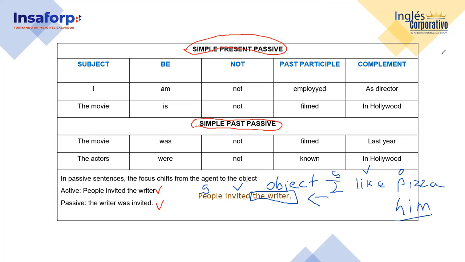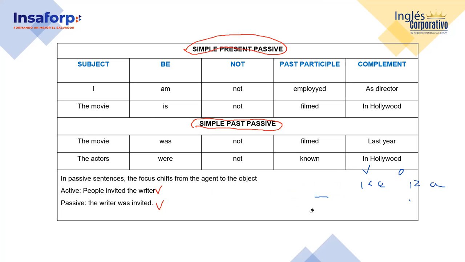Yes. And then, based on that information, because that is the active voice, I'm going to be able to write down the passive voice. How come? Subject, verb, object. Passive voice.